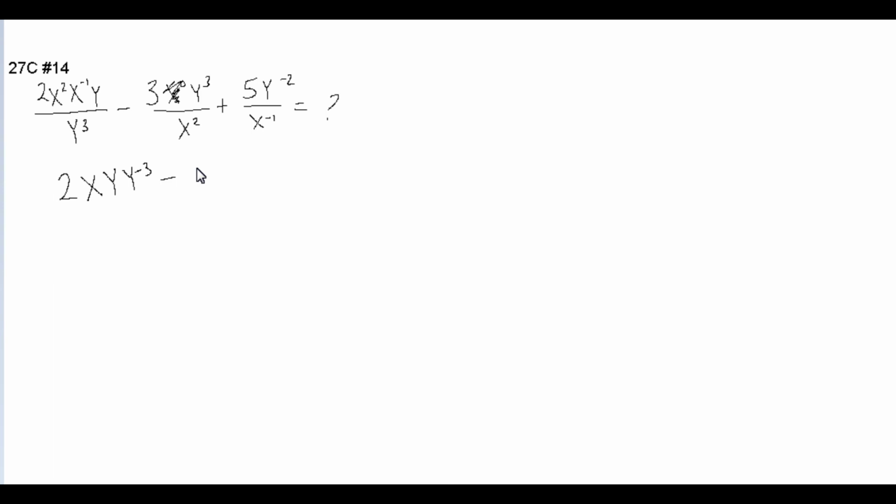We want to move this to the top, so we're going to have 3x to the -2, y to the third. And then on this one, we're going to move this x up, so it will be a positive x, so 5 positive x, y to the -2. And we still want to see what it equals. Okay, so here we're going to combine these y's that we didn't do before. So 2x, y to the +1, and -3 is going to be y to the -2.